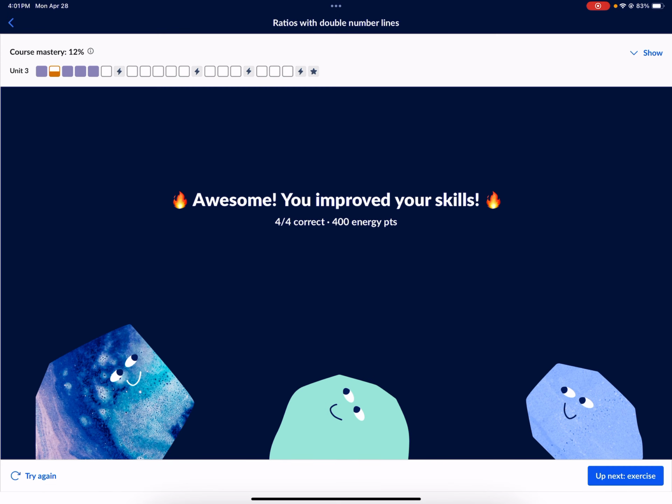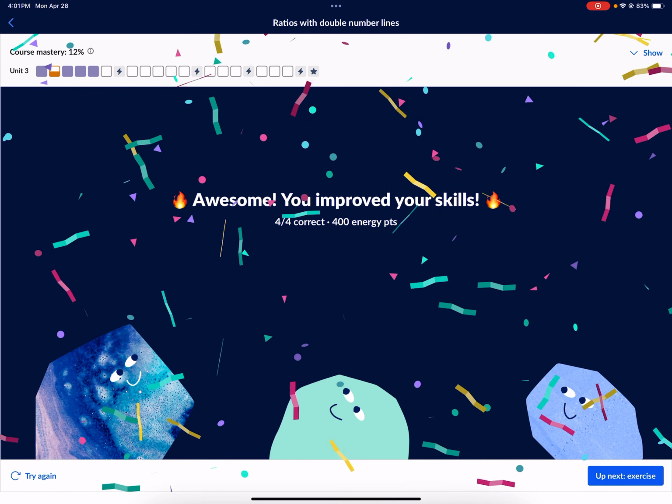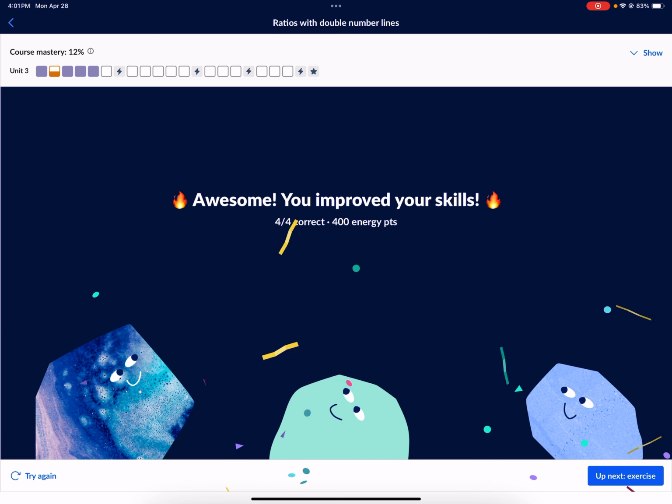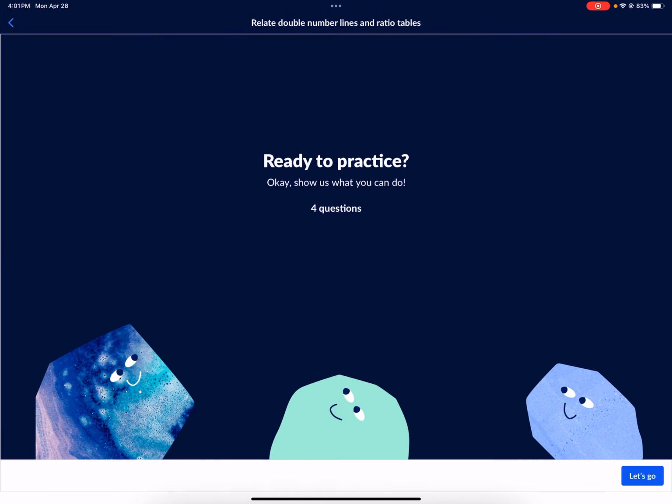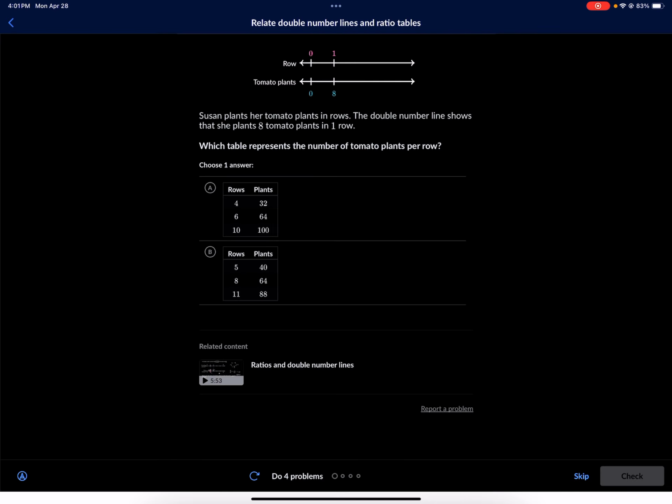Okay, so we're almost done with quiz 1, and then we'll do quiz 2, and then we'll leave the rest of the stuff for part 2. Okay, relate double number lines and ratio tables. Let's do this. Susan plants her tomato plants in rows. The double number line shows that she plants 8 tomato plants in 1 row. Which table represents the number of tomato plants per row?